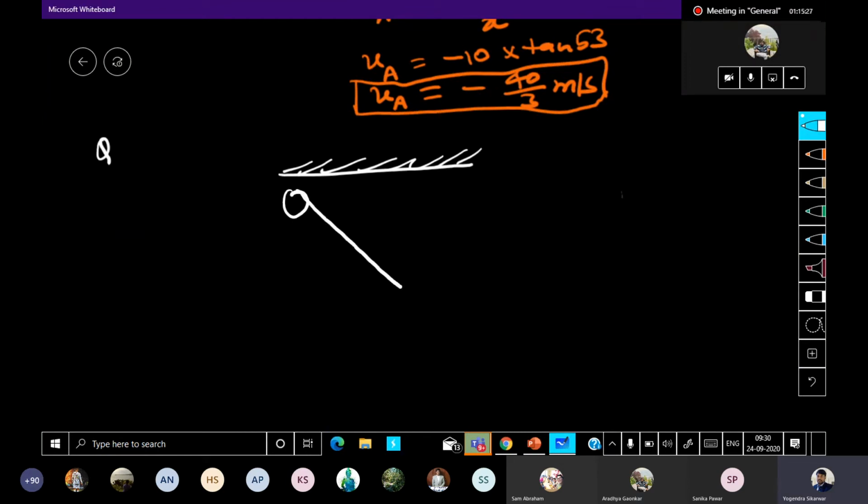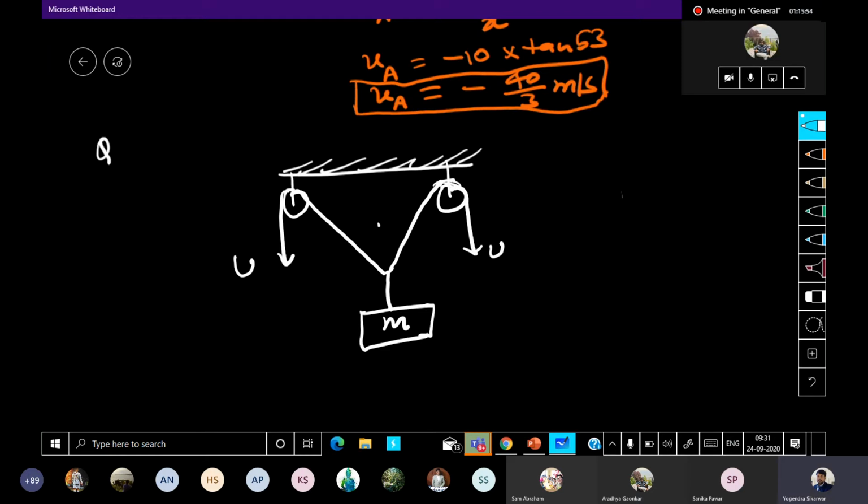This is one pulley. This is another pulley. These pulleys are identical. And one mass M is hanging here. This end is going by u. This angle is theta. And this is v.